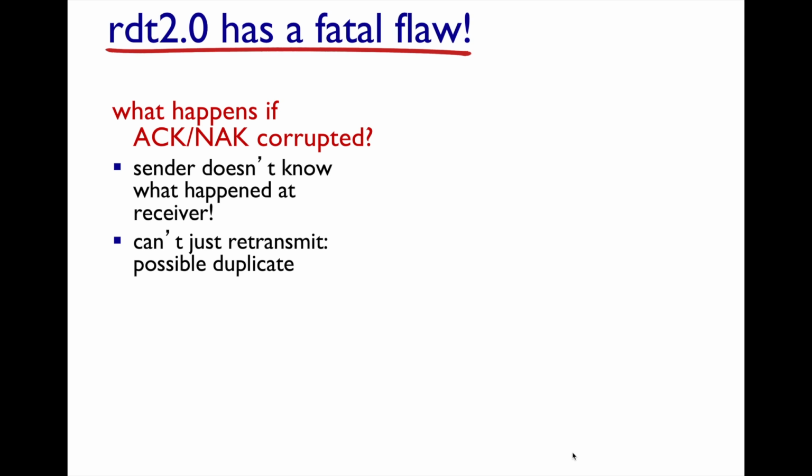And so what that means is that if the ACK or NAK gets corrupted, from the perspective of RDT 2.0, the sender has no idea, or it's not guaranteed to know, whether or not the receiver got the packet. Because if I send you a packet and that acknowledgement was corrupted, I don't know what your feedback is. So I have no idea whether I should resend that packet or if I can proceed to the next one. Okay? So there's a problem there.